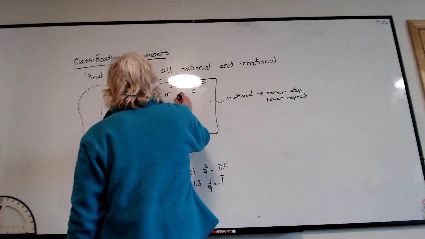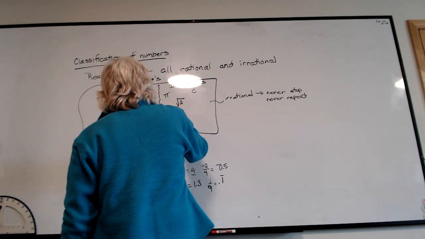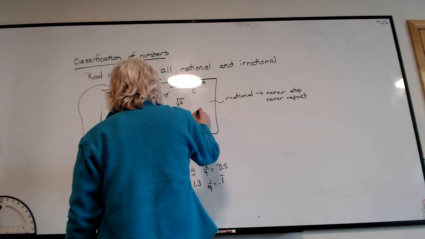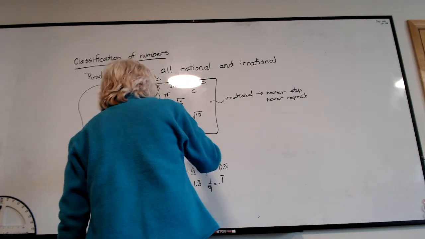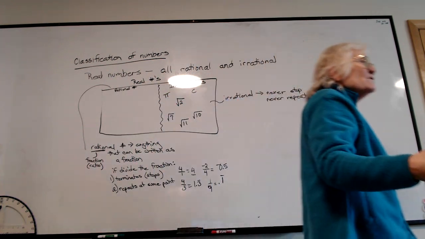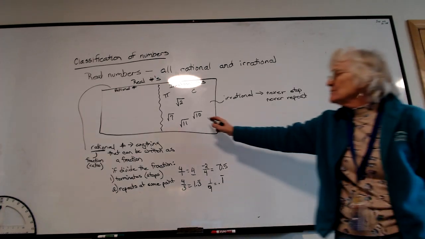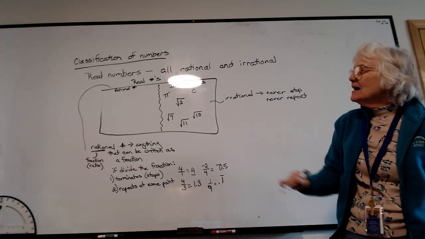Any square root that cannot be simplified, like the square root of 2, the square root of 7, the square root of 10, the square root of 11. Any of those, there's not a perfect square to them. I cannot simplify it because I can't find the exact number that multiplies to give me 10 or that multiplies to give me 11. Okay?